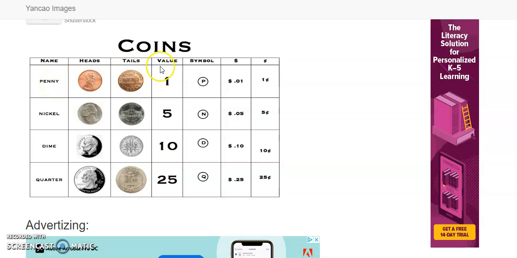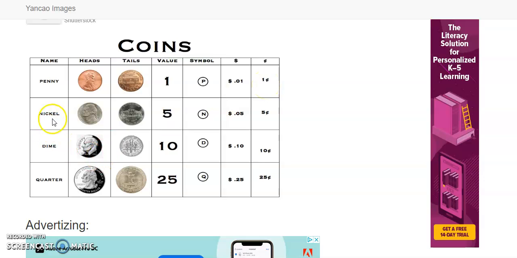So the penny is going to be our smallest coin. That is going to have a value of 1 cent, okay? And it's also written like this, 0.01. And it's also written with 1 and the cent symbol.